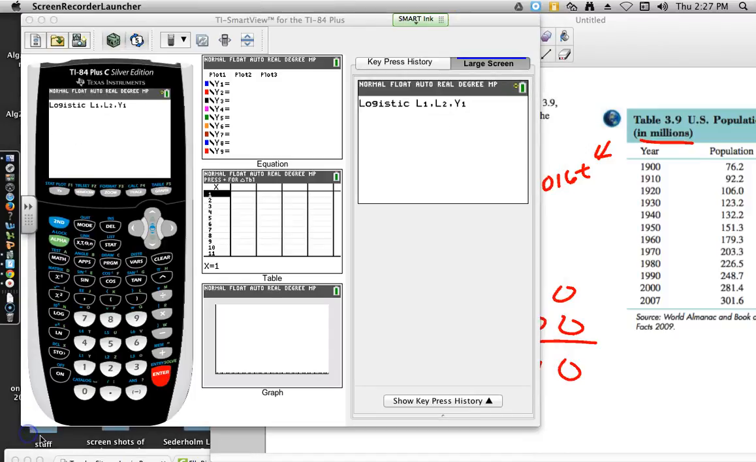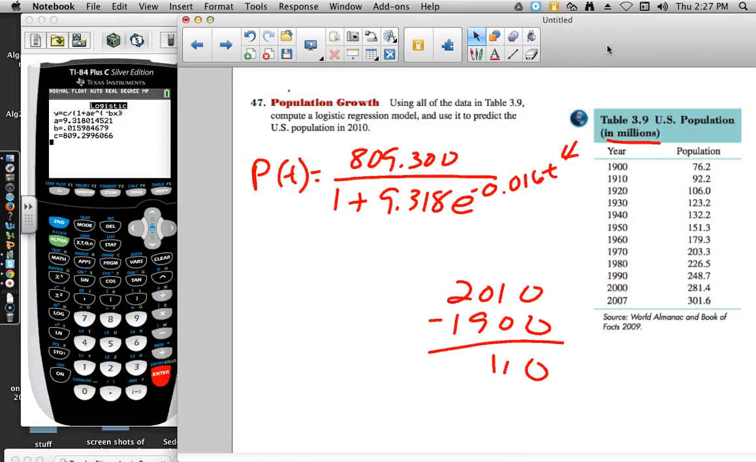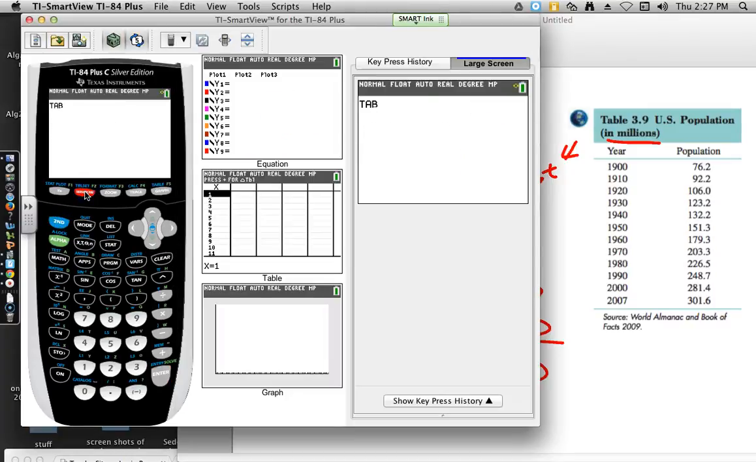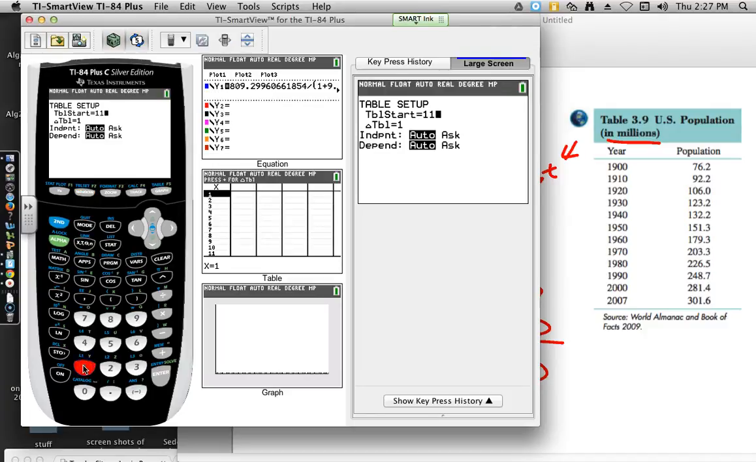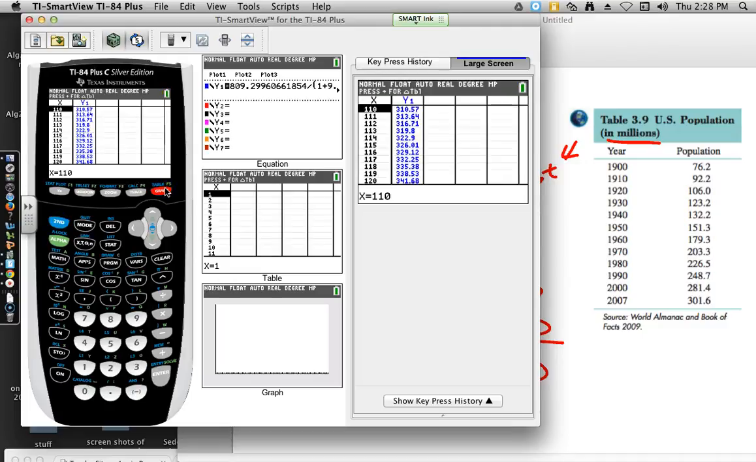Once we do this, when we hit enter, what it's going to do is give us that logistics again, but now it has stored that in our Y sub 1. And what that does is allow us to just look at the table for whatever year that we want. And since we wanted it at 110, I'm going to hit second table set, and have the table start at 110. That way, if I hit second table, I can get my Y value for 110, which is 310.57, and then I can just put the zeros on for the millions.